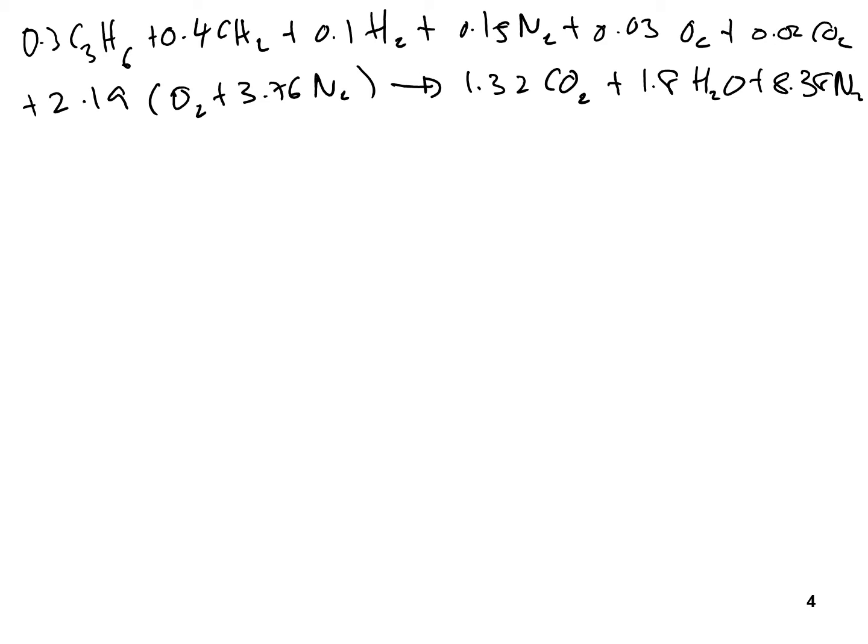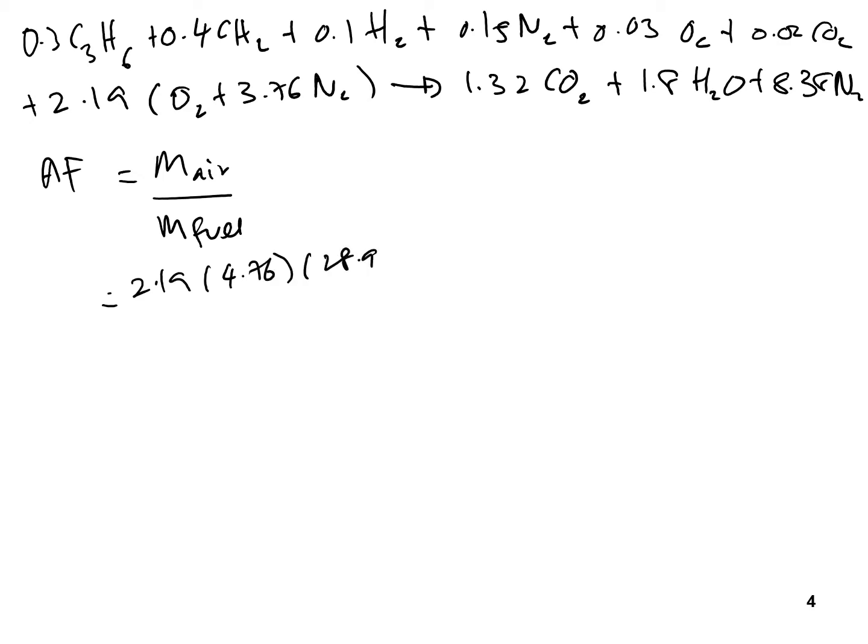So this is the chemical balance that we have to calculate. What did the question ask first? We calculate the air to fuel ratio, right? The mass of fuel. So the air to fuel ratio equals what? Mass of air divided by mass of fuel. The mass of air: the number of moles is 2.19 times 4.76 times 28.97 kilograms per kilomole.